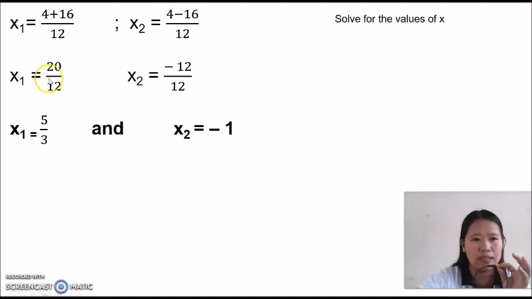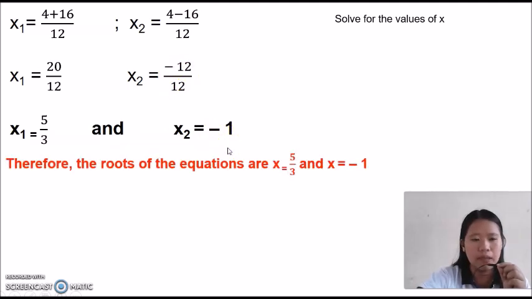all over 12. That is equal to 20 over 12. And that is equal to 5 over 3. Sa second one naman, gagamitin natin is minus. We have 4 minus 16 over 12, and that is equal to negative 12 over 12, or that is equal to negative 1. So therefore, the roots of the equations are x equals 5 over 3 and x equals negative 1.